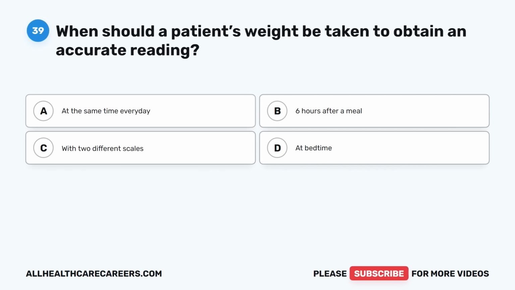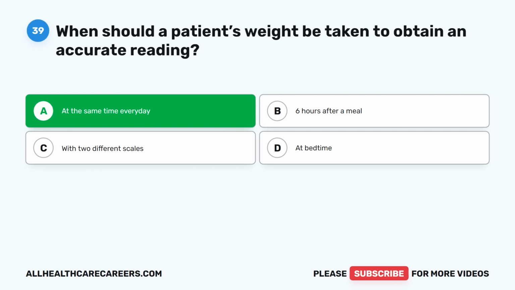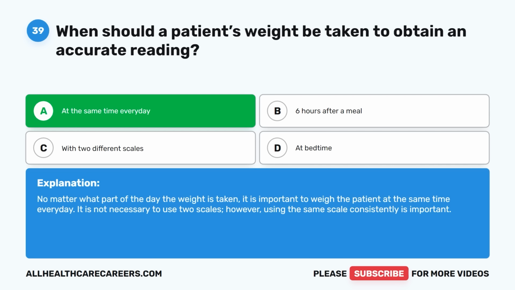Question 39. When should a patient's weight be taken to obtain an accurate reading? A. At the same time every day. B. 6 hours after a meal. C. With 2 different scales. D. At bedtime. The correct answer is A. At the same time every day. No matter what part of the day the weight is taken, it is important to weigh the patient at the same time every day. It is not necessary to use 2 scales. However, using the same scale consistently is important.